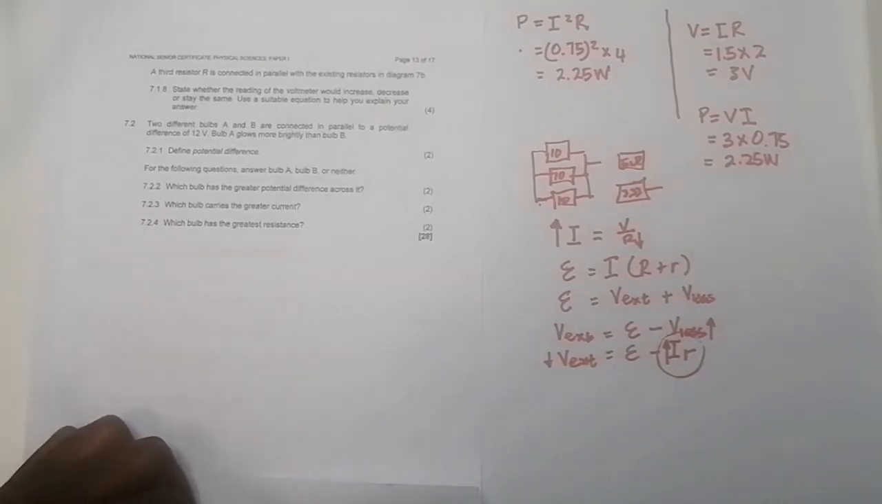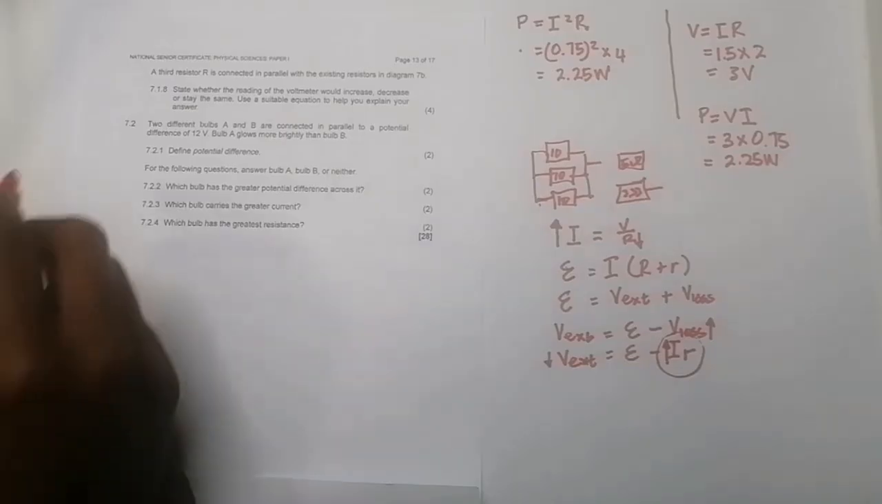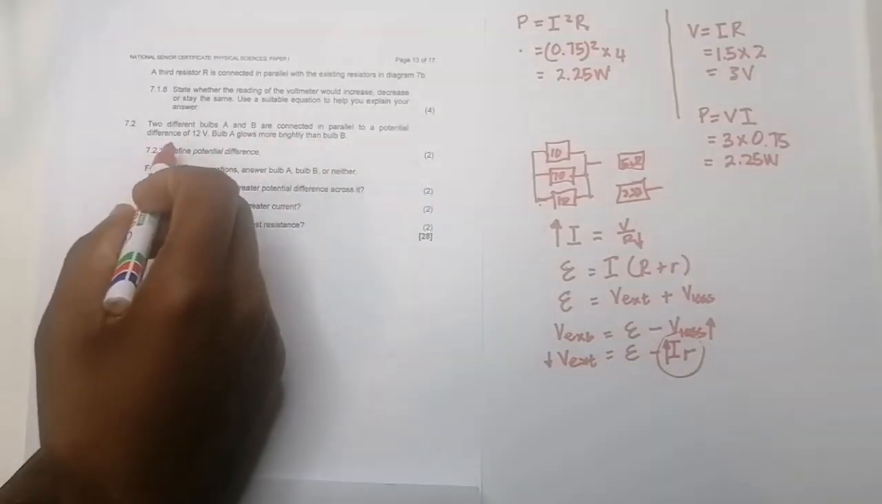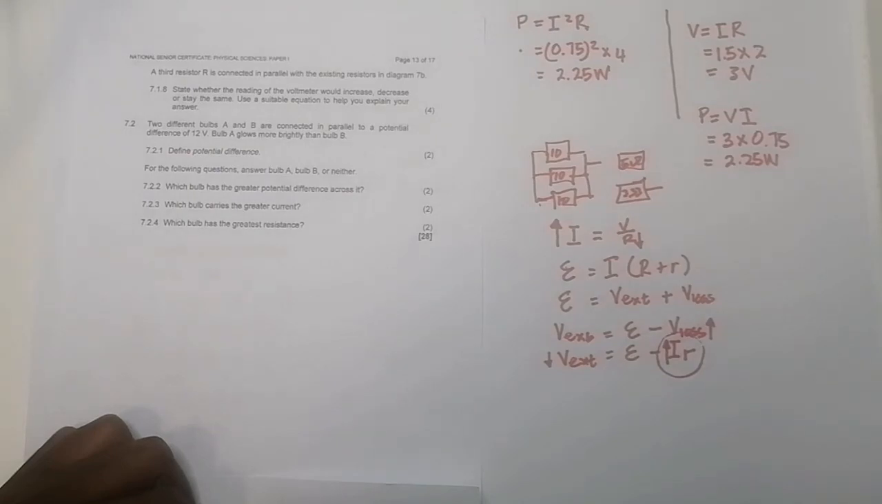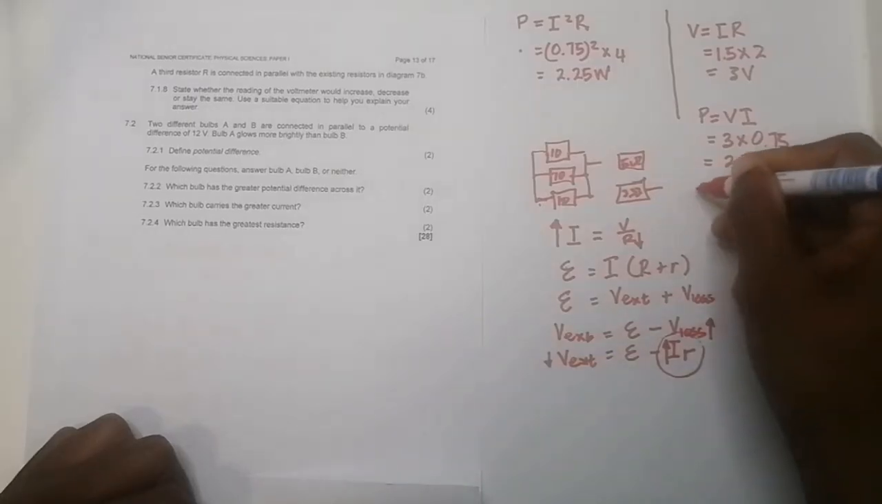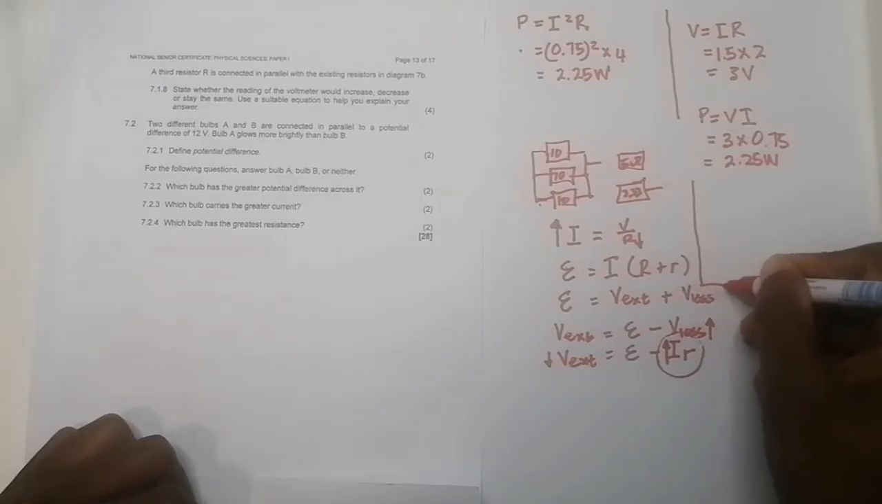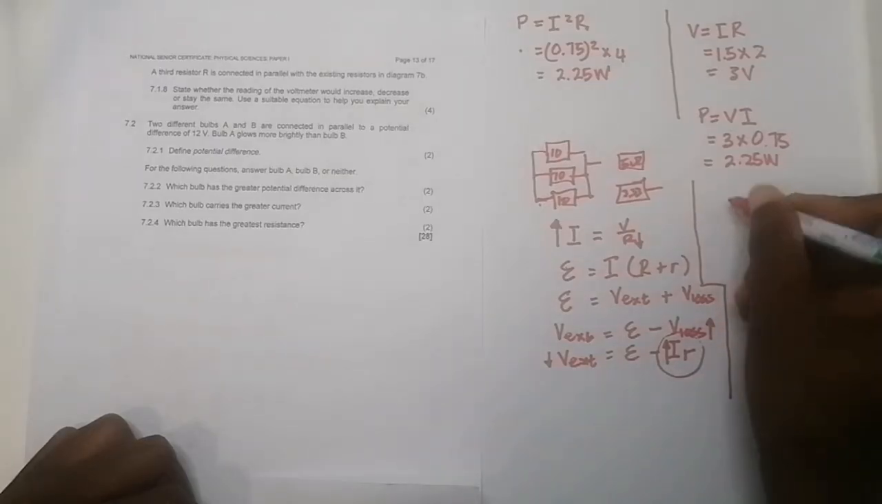just the last question. They say two different bulbs, that is A and B, are connected in parallel to a potential difference of 12 volts. Okay, so we've got a different set of circumstances there. So they're connected in parallel, right, to a potential difference of 12 volts. They say bulb A glows more brightly than bulb B. Now, I want you to please think about it. Okay, I'm just trying to save some space here.